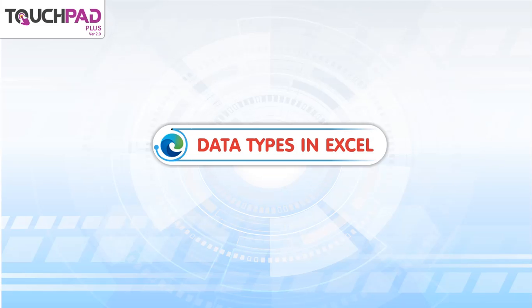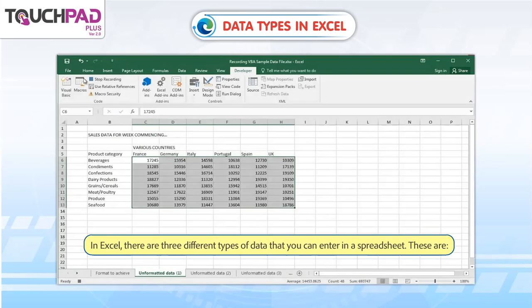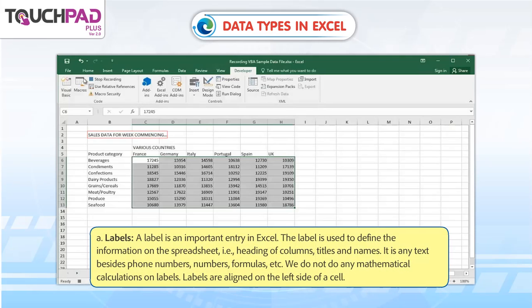Data types in Excel. In Excel, there are 3 different types of data that you can enter in a spreadsheet. These are A. Labels. A label is an important entry in Excel. The label is used to define the information on the spreadsheet, that is, heading of columns, titles, and names. It is any text besides phone numbers, formulas, etc. We do not do any mathematical calculations on labels. Labels are aligned on the left side of a cell.